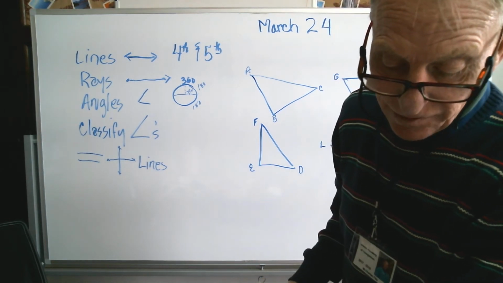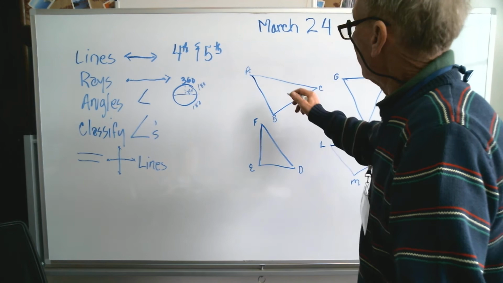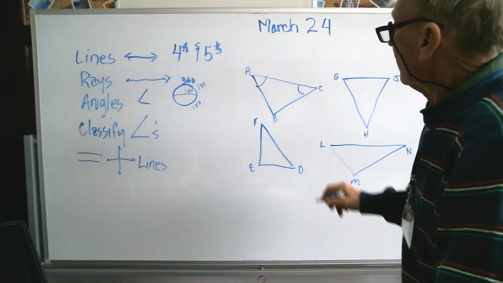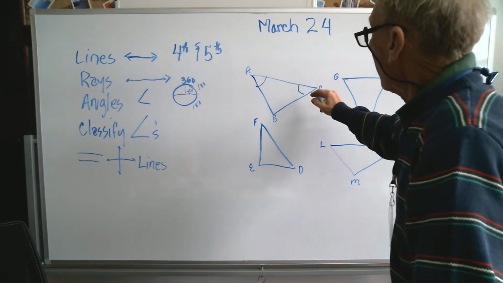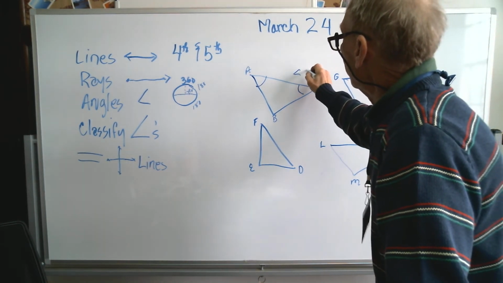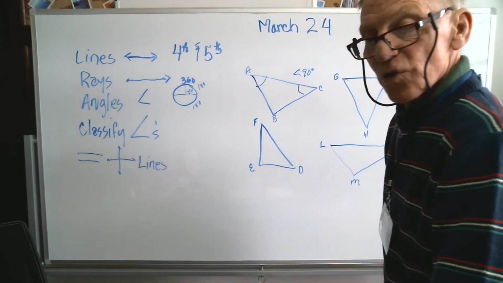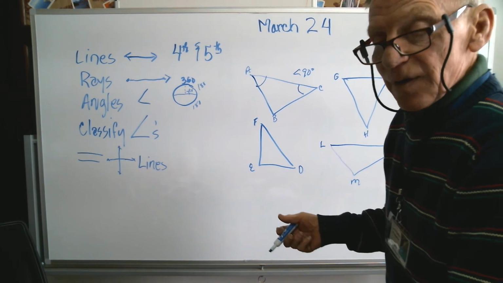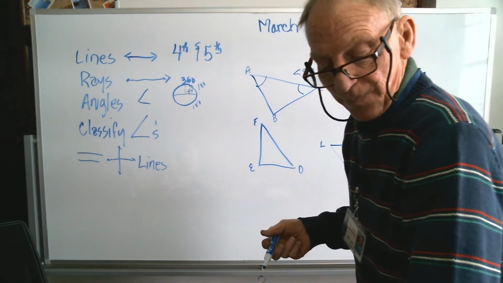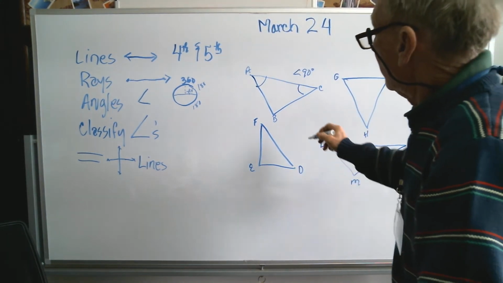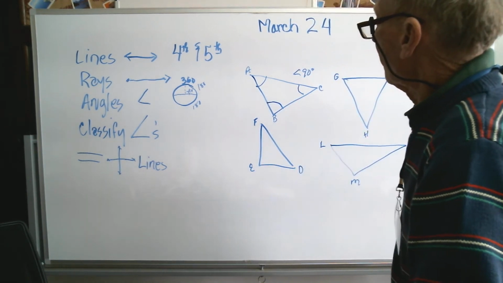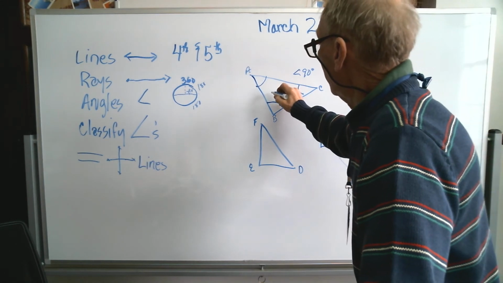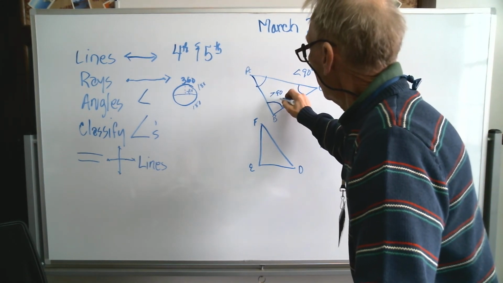So angles A and C, in this one here, these two angles, angle A and angle C, those are less than 90 degrees. So what kind of an angle is that? If it's less than 90 degrees, it's an acute angle. But if you look at angle B, it is greater than 90 degrees, so that would be obtuse.